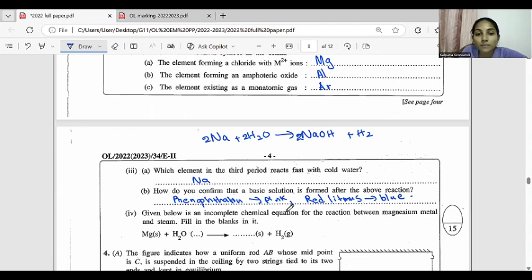Given below is an incomplete chemical equation for the reaction between magnesium metal and steam. Fill in the blanks. Since this is steam, H2O is in a gaseous state and magnesium oxide forms. So that's enough for now. Thank you.